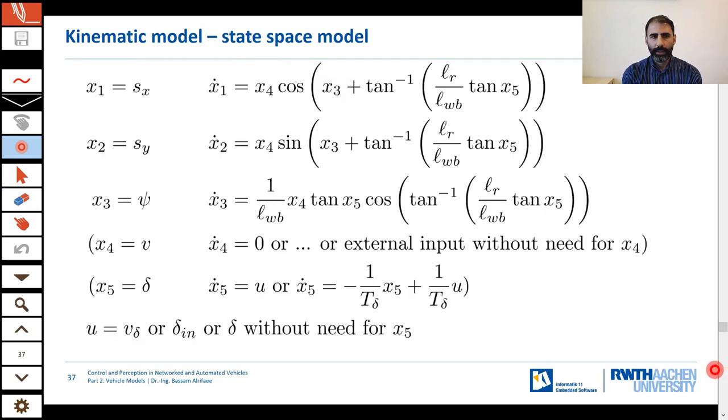So here we see the state space model of the kinematic model. The states are the position, the orientation, and if you would like, it depends how you would like to model, which assumptions you make, and so on. You can also have two additional states. These are the velocity and the steering angle. And for the input, we can use the velocity, the input to the steering angle, or the steering angle itself. And if we use the steering angle itself, we don't need X5.